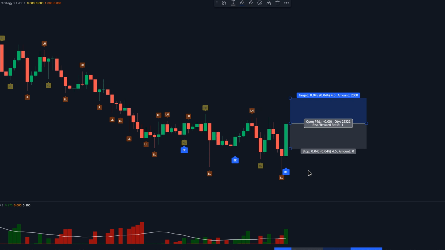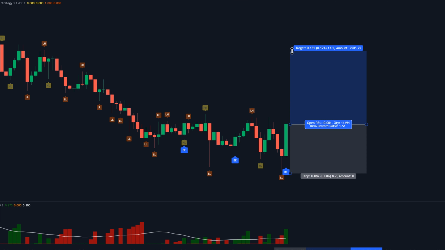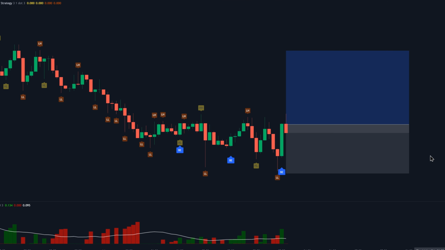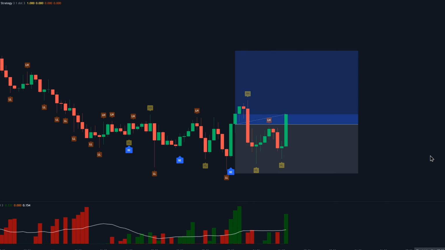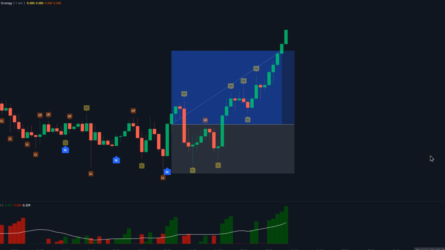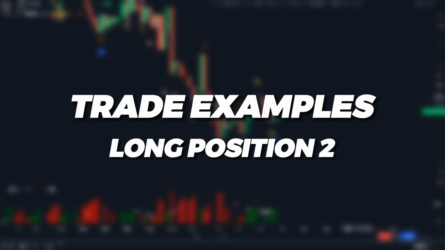We're gonna set our stop loss right under the most recent swing low. Then for the take profit, we're gonna target 1.5 times the risk, letting the trade run and take profit.